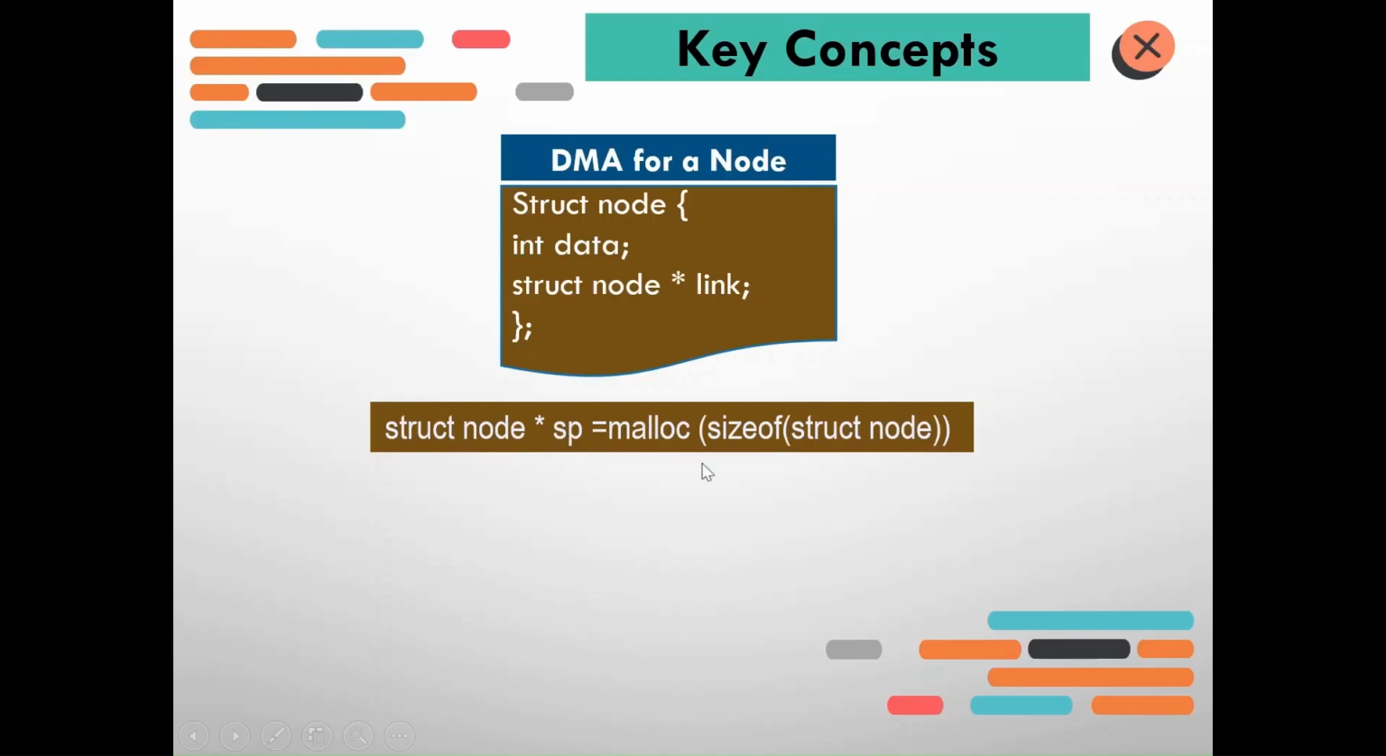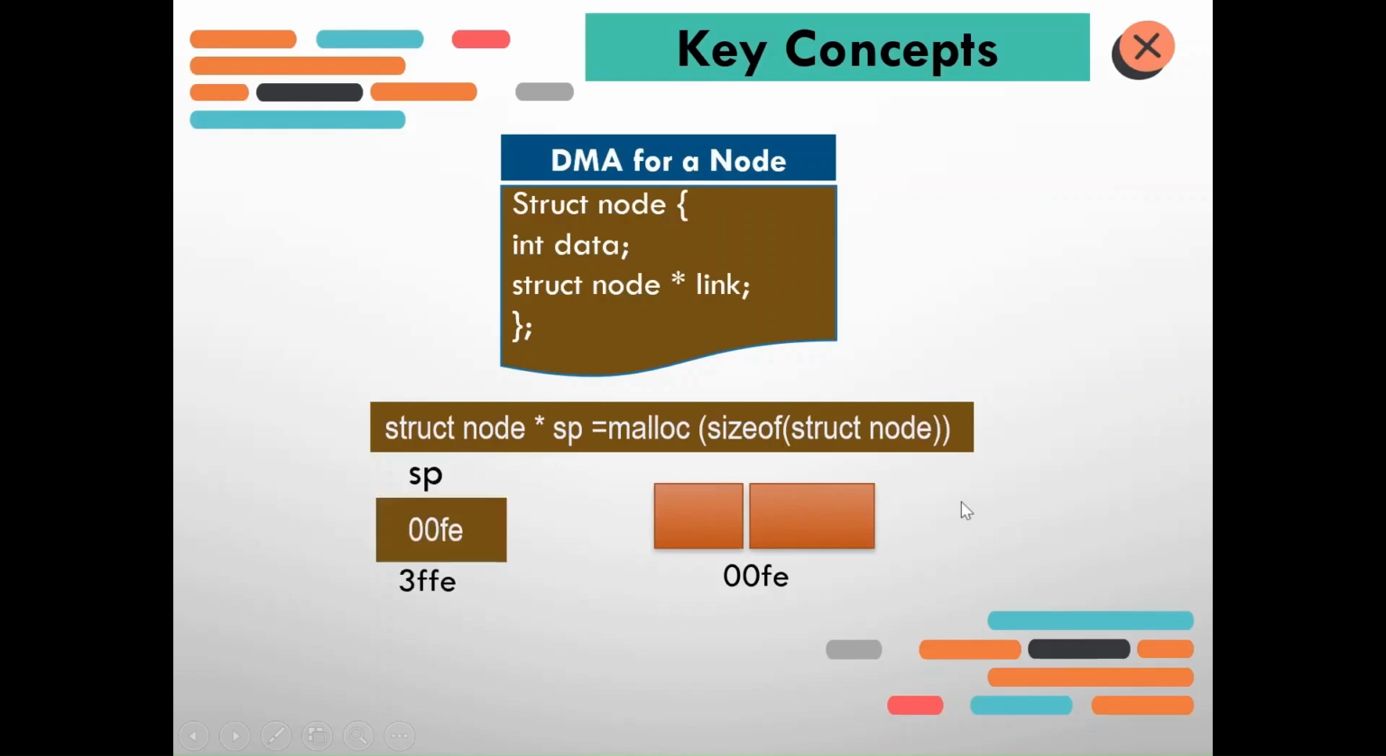Just like in the previous example we wrote int asterisk p, then we wrote size of int. So what is written here in the brackets should be the data type of this pointer, in this case the node type, right? Now let's understand a bit further. SP is a pointer type variable which is supposed to store the address of a certain node. I leave this for the moment. So this SP has been declared at 3FFE, a hypothetical address.